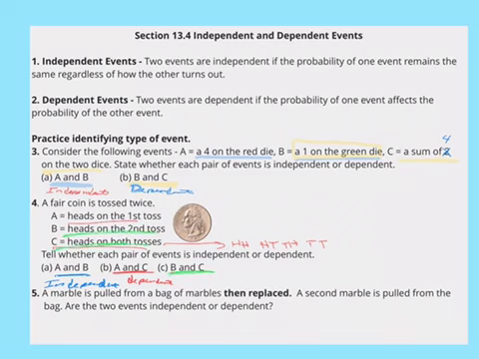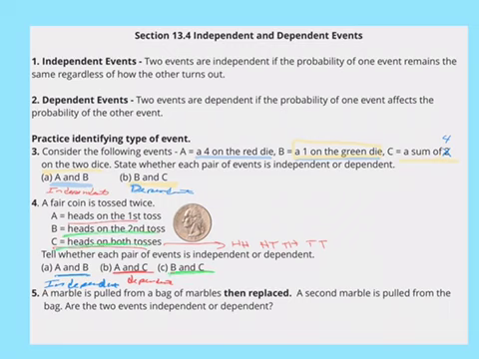So when we have situations where we're taking something out and then replacing it, it's not going to have an effect on the second event's probability. So two events that have replacement in it are going to be considered independent events. So this is independent.